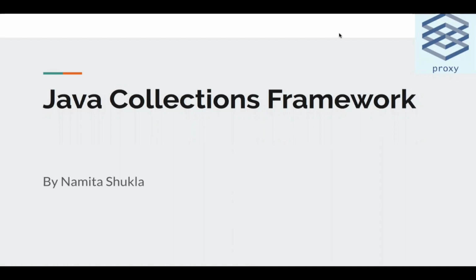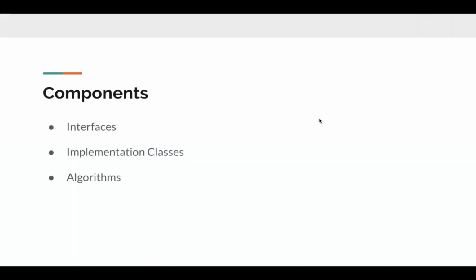So what are Java Collections? Java Collections basically provide a container for manipulation and grouping of objects. Let's come to the components of Java Collections. There are majorly three components: interfaces, implementation classes, and algorithms.